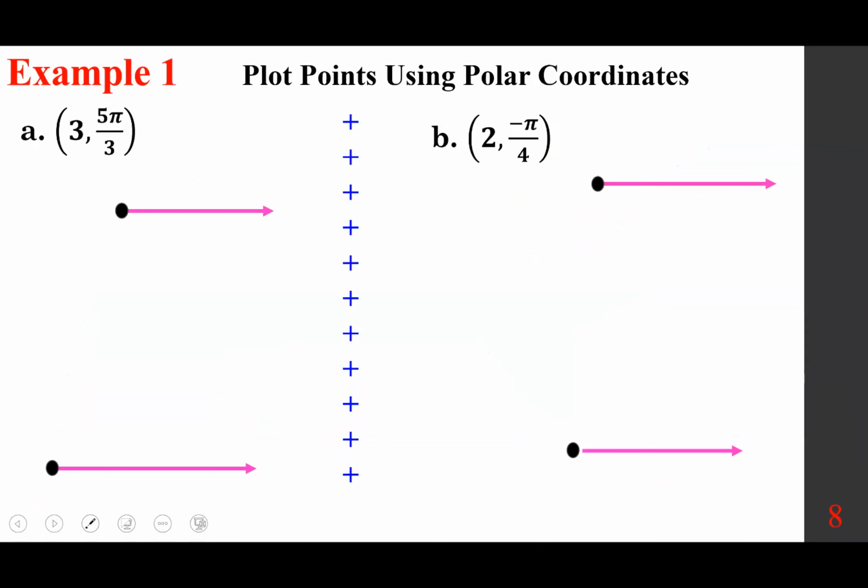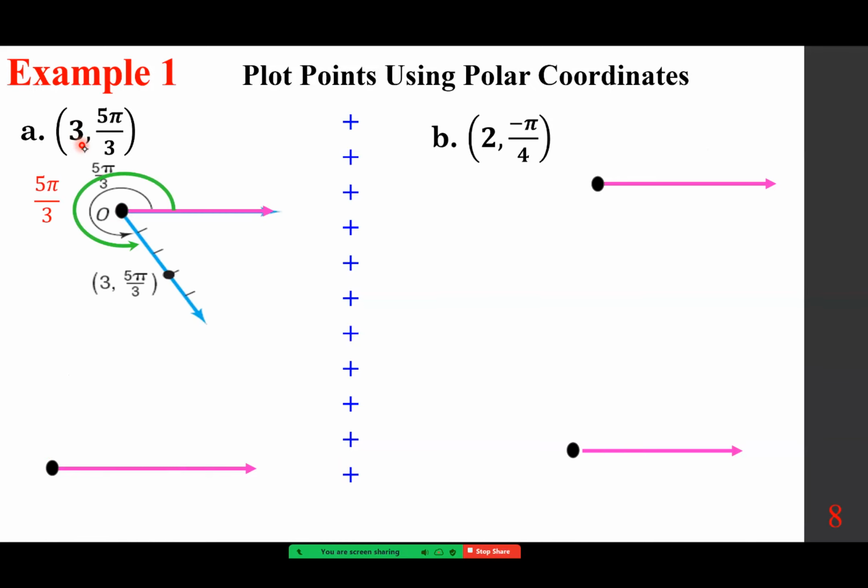All right, we want to plot the points again, starting as always with theta. Start with the angle. Here's your pole, here's your polar axis in all cases. So you go 5 pi over 3. You draw a line and you go how many tick marks? 3. 1, 2, 3.